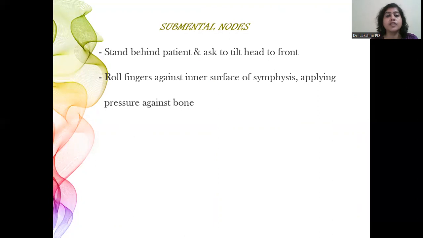So to begin with, we start with the submental lymph nodes. Okay, so submental lymph nodes are situated right somewhere down over here under your chin. So you, the examiner, are supposed to be standing behind the patient, and you're supposed to be asking the patient to tilt the head down towards the front. You can always use your non-examining hand to guide the patient's head a bit down. You shouldn't push the patient's head with much force, but just guide it a bit down, because the patient shouldn't be lifting their head during the examination.